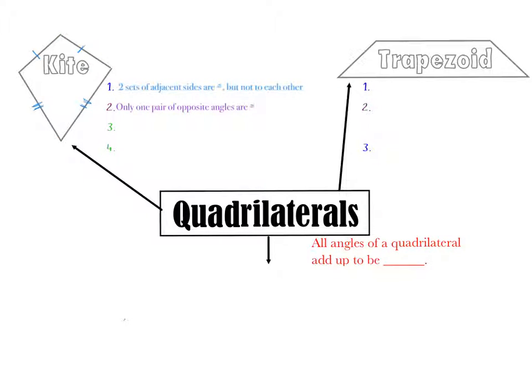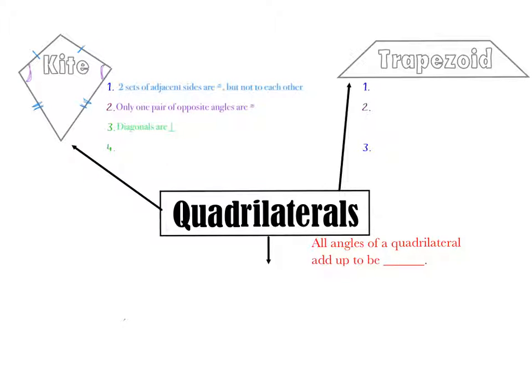The second thing that's true about a kite is that there is only one pair of opposite angles that are congruent. So that means that the angles that are formed by the two different adjacent sides coming together are going to be congruent. So this angle is going to be congruent to this angle over here. So only one pair of opposite angles are congruent, and those happen to be the angles where the two different sets of sides come together.